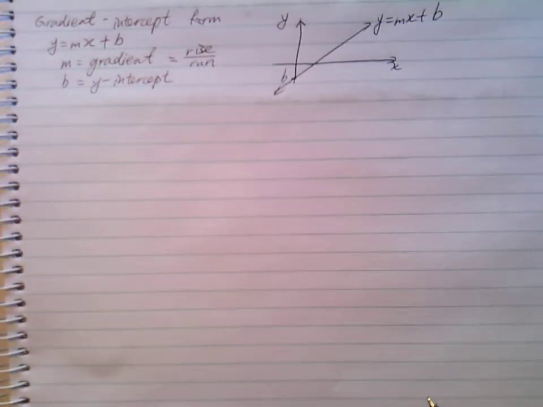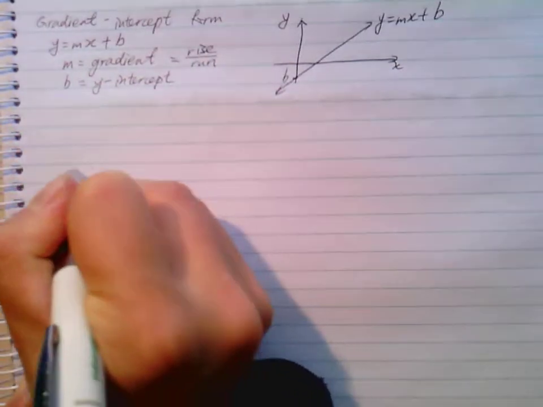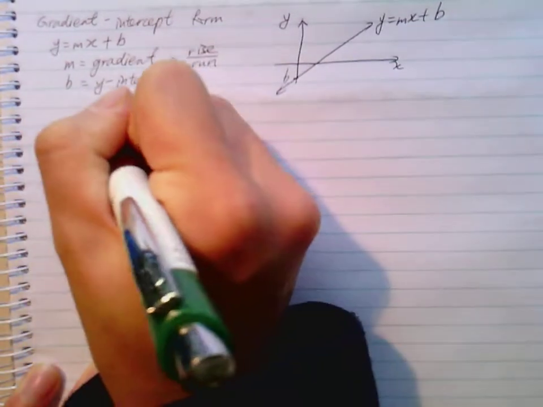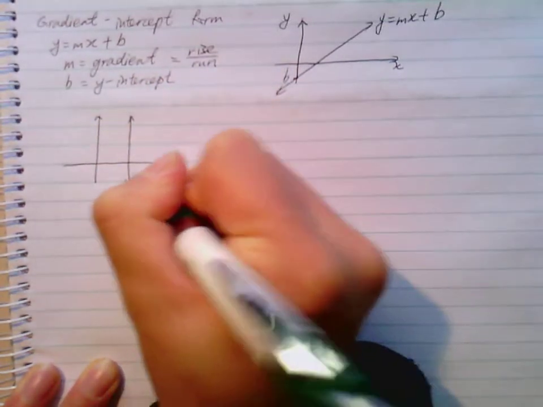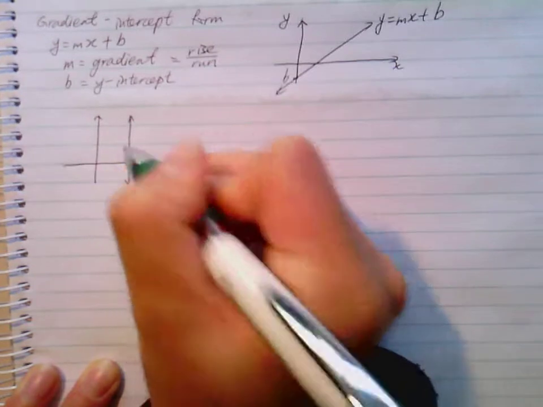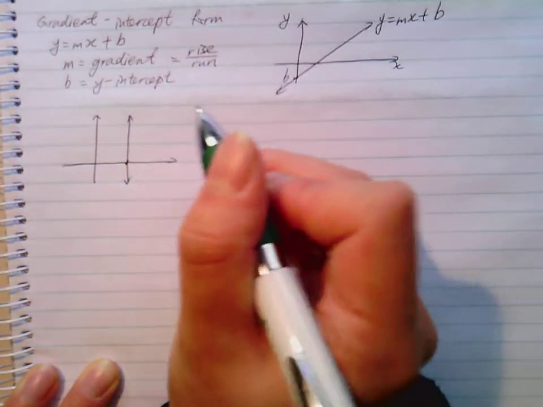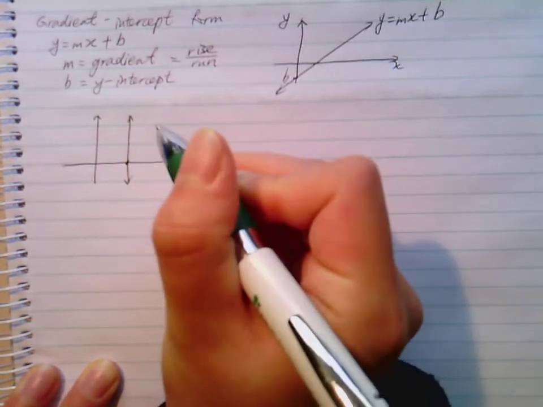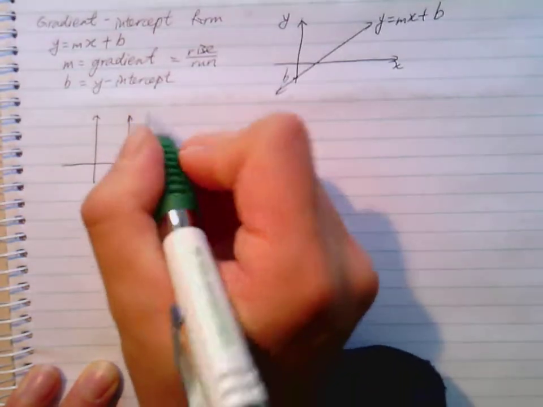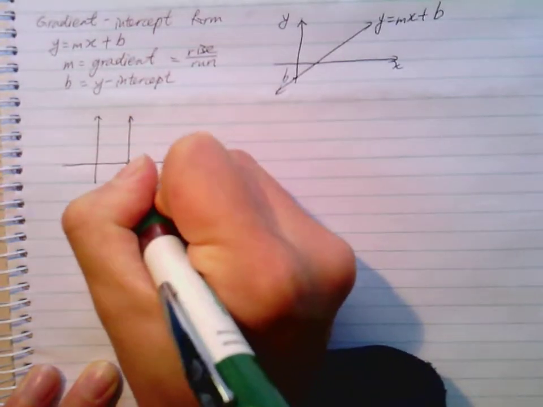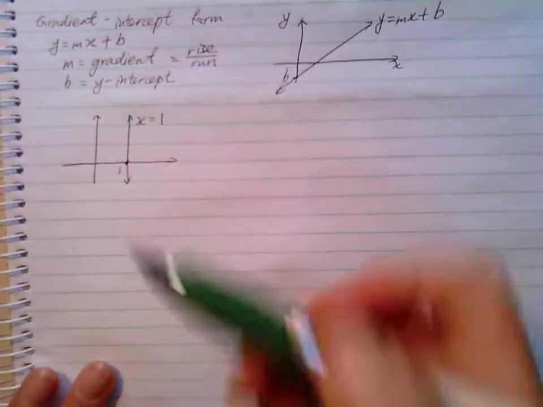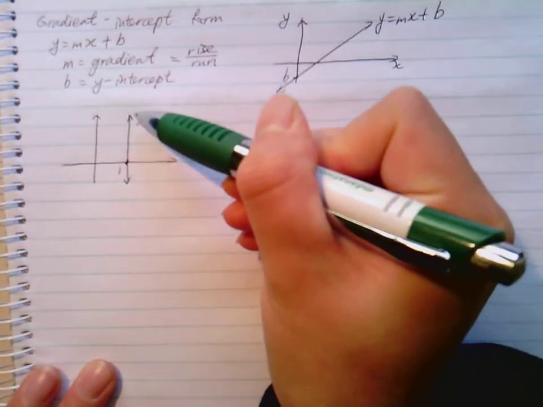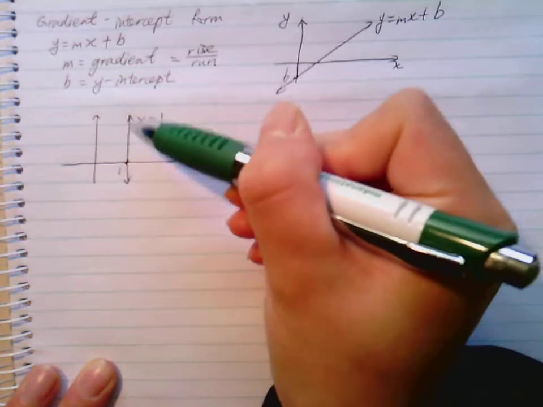And we also worked on vertical and horizontal lines. So a vertical line is literally a vertical line. And whatever the x-intercept it lands on is actually the equation of the line. So let's say here is 1. Then we literally call this x equals 1, because no matter where you are on this line, x is always 1.